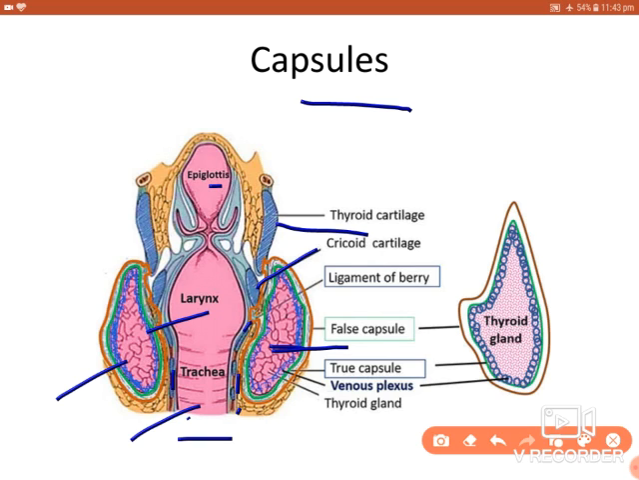So the stroma of the gland, the fibrous part of the gland, condenses exteriorly to form the true capsule. Outer to that, there is the pretracheal fascia which lines this gland. That is a modification of the deep cervical fascia. So that forms the false capsule: false capsule, true capsule. Then inner to that, you can see the venous plexus. This is the venous plexus. So during the removal of the thyroid gland, that is thyroidectomy, the thyroid should be removed along with the true capsule to avoid hemorrhage.